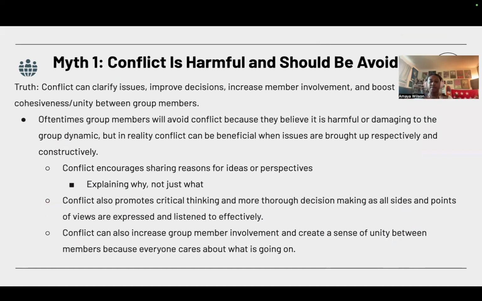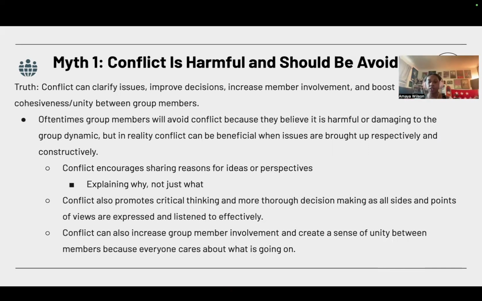Oftentimes, group members will avoid conflict because they believe it is harmful or damaging to the group dynamic. But in reality, it can be beneficial when issues are brought up respectfully and constructively. Conflict encourages sharing reasons for ideas or perspectives. It explains why, not just what.